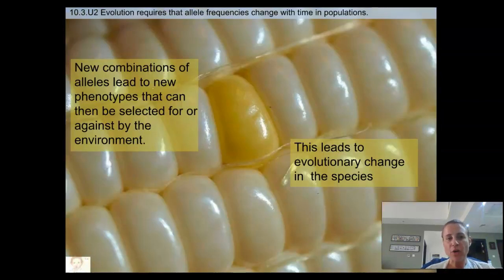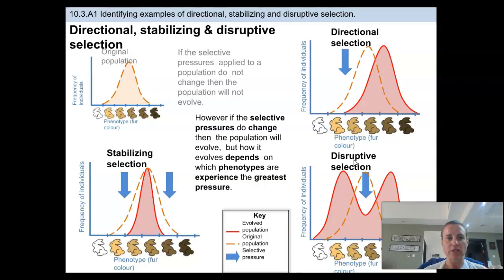What happens if you have new combinations of alleles? Then you can have a new phenotype. And a new phenotype caused by mutations can be selected for or against by the environment, depending on whether it's a genetic advantage or not. That can then lead to an evolutionary change in the species.